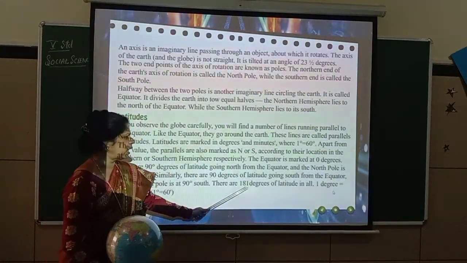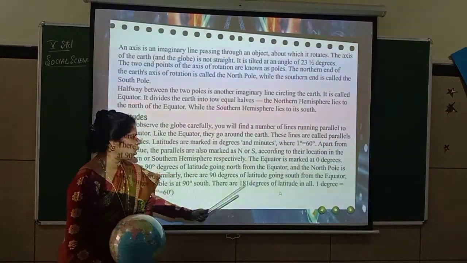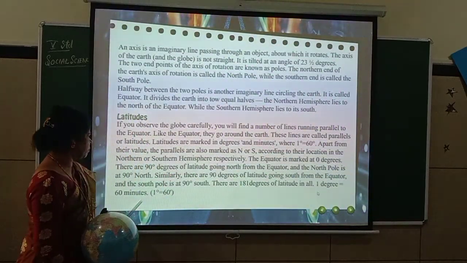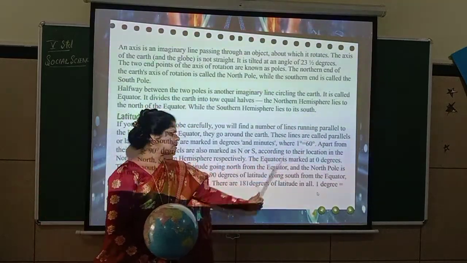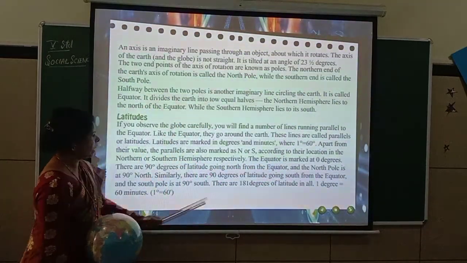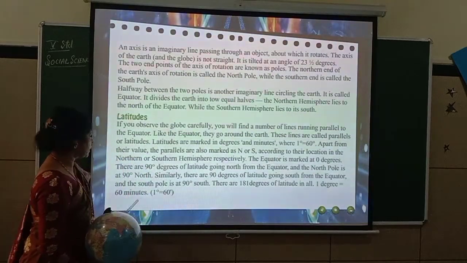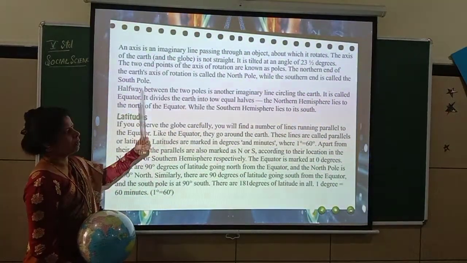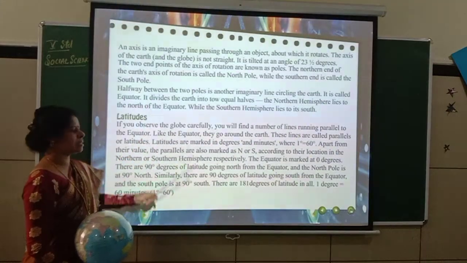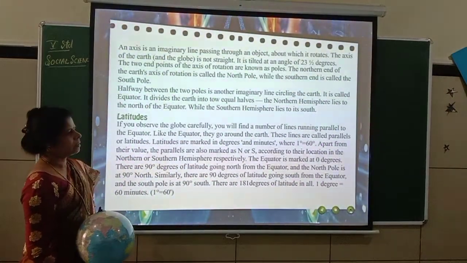There are 181 degrees of latitude in all. 1 degree is equal to 60 minutes, which is shown here like this. Here it is 60 minutes. So here you can see 1 degree is equal to 60 minutes. Understood? As it moves, for every degree, it is nothing but 60 minutes. Next.